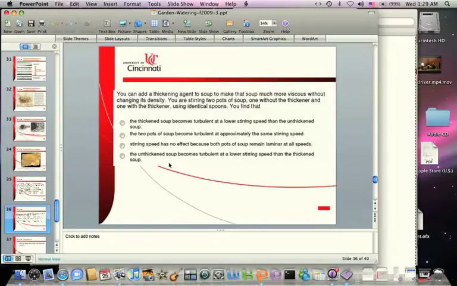And so again, this is the Reynolds number. Remember, in the numerator, it depends on the density, it depends on the velocity. In the denominator, it depends on the viscosity. So if you have an unthickened soup, then that has a small viscosity in the denominator, and so you'll get turbulence at a lower speed. Whereas if you thicken the soup, then the viscosity is larger, and so naturally you have to get to a higher velocity to get turbulence. So the answer basically is that the unthickened soup becomes turbulent at a lower stirring speed. So it's the fourth one.